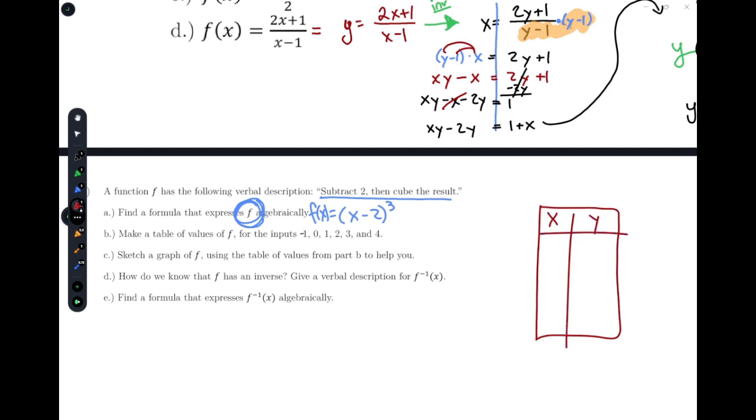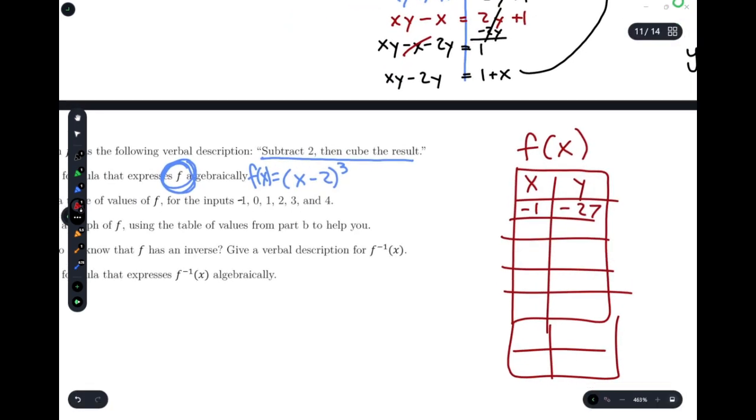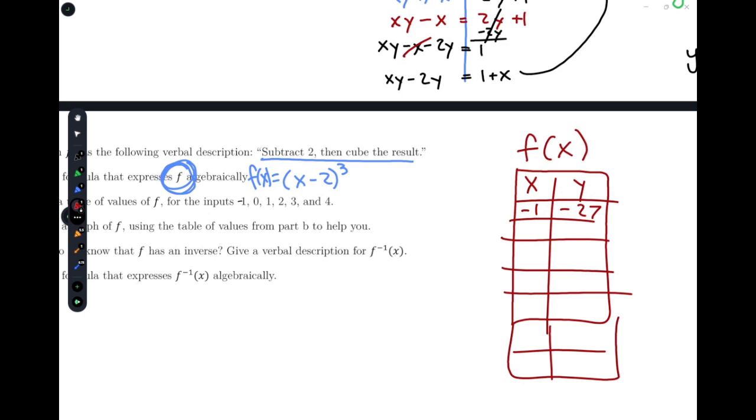F of -1. F of -1 is? Really? -1 minus 2 is -3 cubed. Oh, -3 cubed. -27. Yeah, you're right. Cool. Who said that, Luke? You're not wearing blue. I was trying to do it. Got it. Cool. Somebody wearing black.